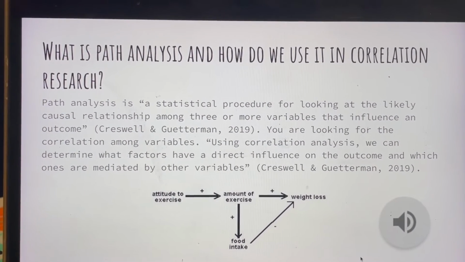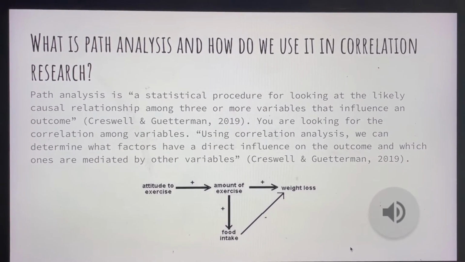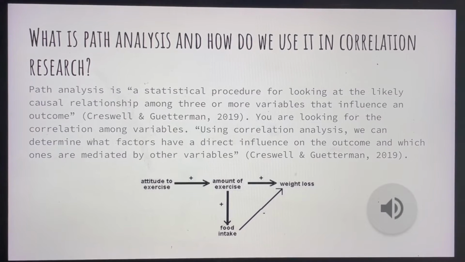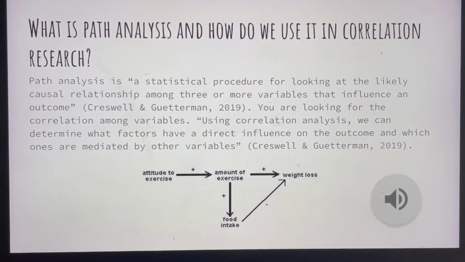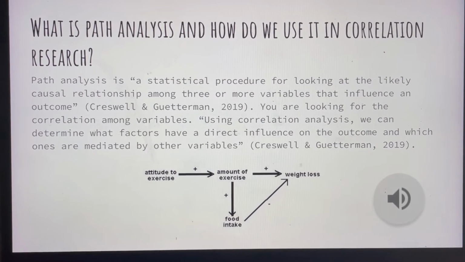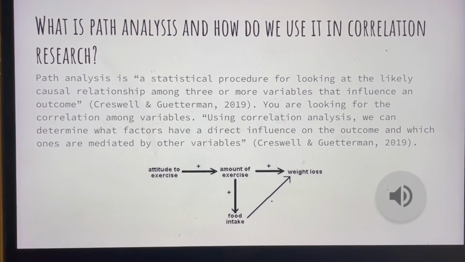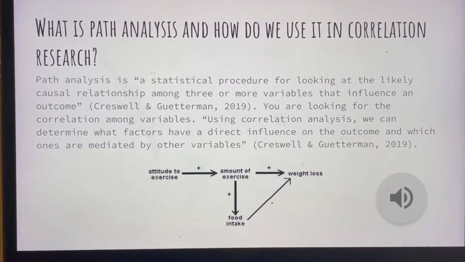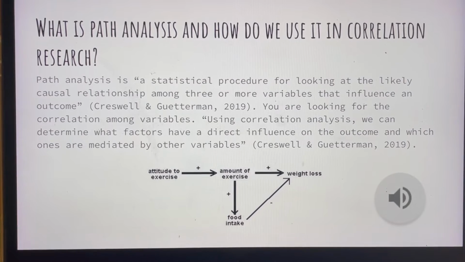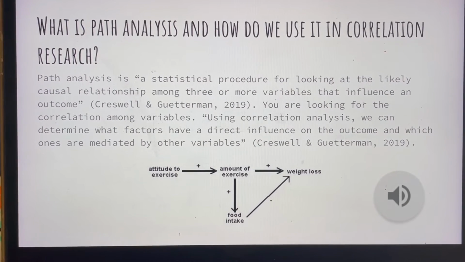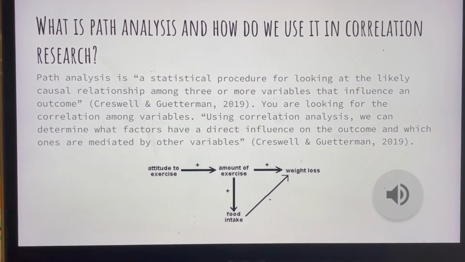What is path analysis and how do we use it in correlation research? Path analysis is a statistical procedure for looking at the likely causal relationship among 3 or more variables that influence an outcome. You are looking for the correlation among variables. Using correlation analysis, we can determine what factors have a direct influence on the outcome and which ones are mediated by other variables.